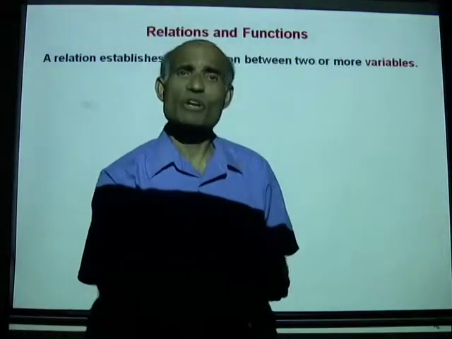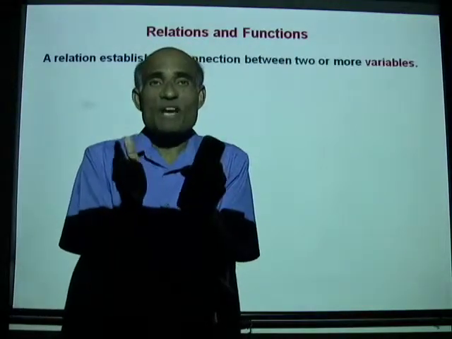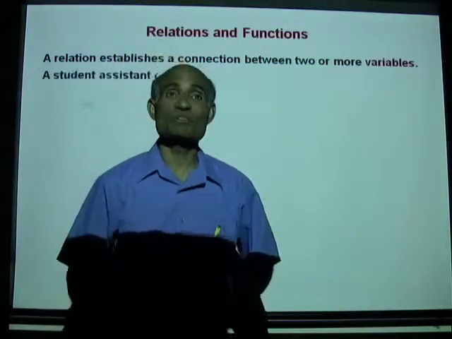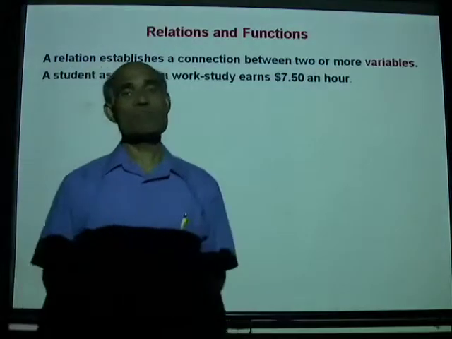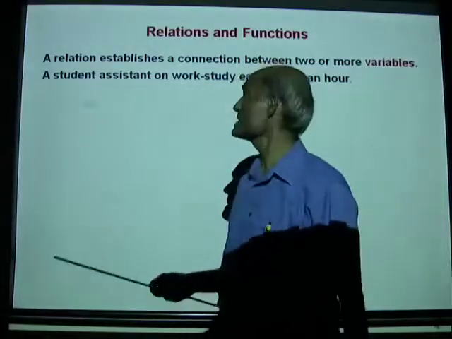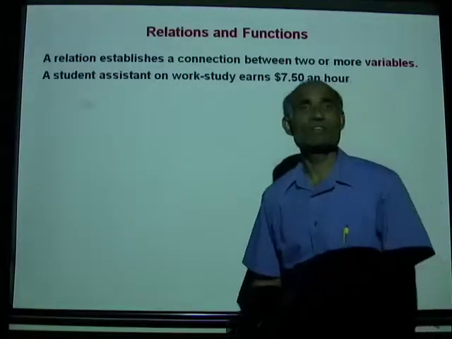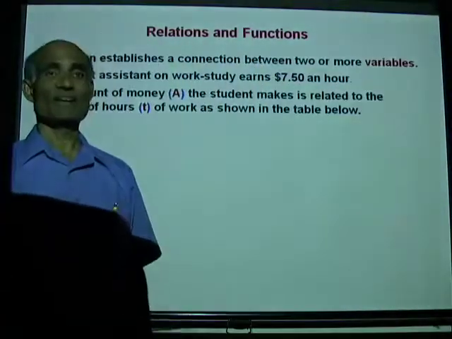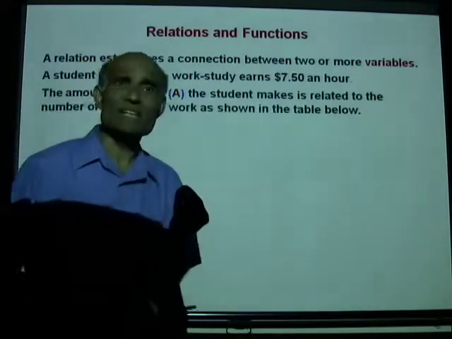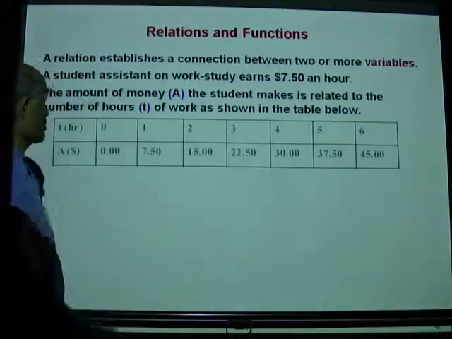Well, we are used to hearing of variables like x, y, and so on. So if we can establish a relation between two variables, that is the kind of relation we are talking about. For example, let's think about a student working and earning $7.50 an hour. A student assistant on work study earns $7.50 an hour. Now, the amount of money the student makes is actually related to the number of hours that student works. And I have made a table here for you.